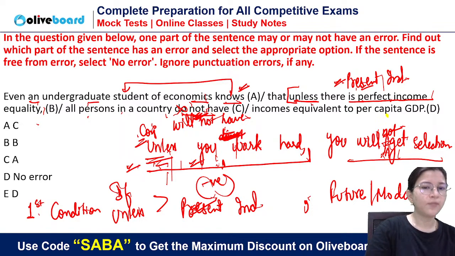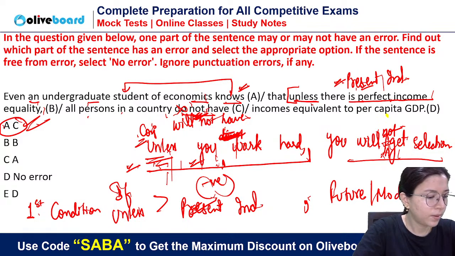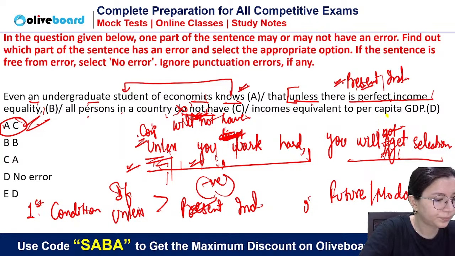अब luckily you are saved. अगर आपने not को भी हटाया था तो luckily you are saved क्योंकि आपका error उसी part में है. Error is in A or C part. Clear everyone? Let's move on to the next question. See, these are good questions of conditional sentences.